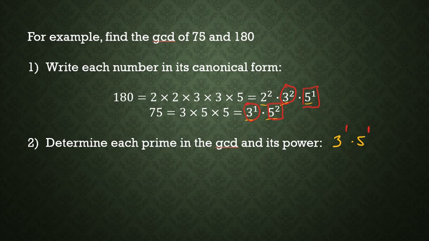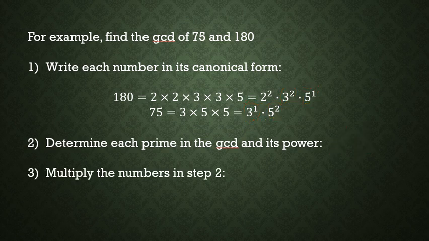Last step is to multiply these numbers right here, and whatever that is, our GCD. So I have 3 to the 1, or 3, times 5 to the 1, or 5, and that gets me 15. So 15 is the GCD of the numbers 75 and 180.